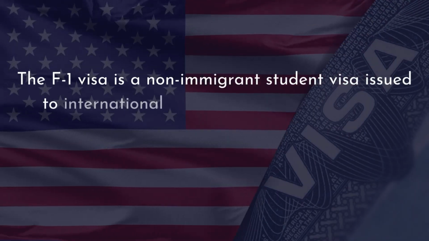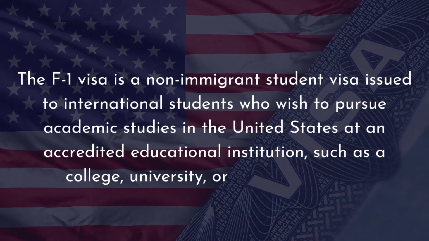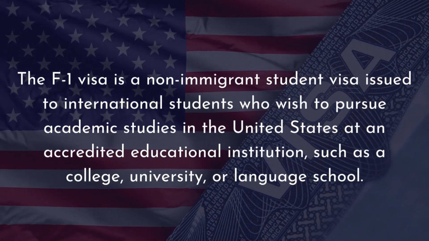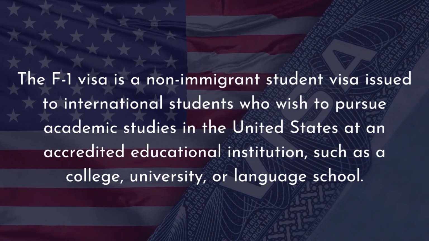The United States of America offers several types of visa for different purposes, including tourism, study, work, business and immigration. Here is the detailed information of the most common visas in the USA. So the very first visa is the F1 visa or the academic study visa. The F1 visa is a non-immigrant student visa issued to international students who wish to pursue academic studies in the United States at an accredited educational institution such as college, university or language school.